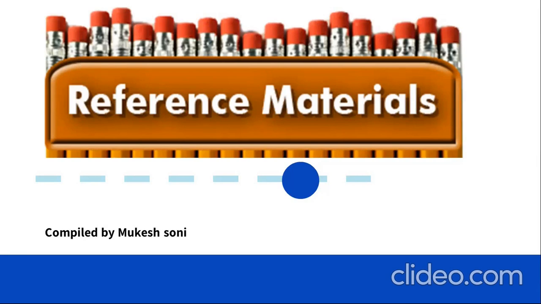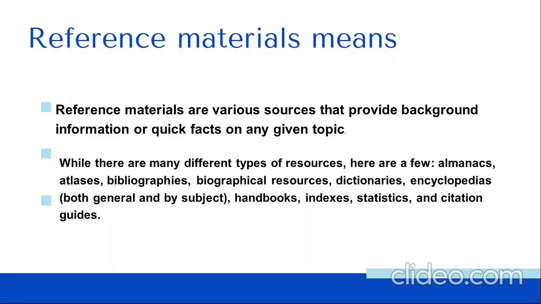In this video, we are going to discuss the importance of reference materials, the types of reference materials and how they are very much important to collect information for the research purpose or to get any other further information. Reference material means the different types of resources that provide background information or quick facts on given topics. So there are different types of resources, for example, almanacs, atlases, biographies, biographical resources, dictionaries, encyclopedia, handbooks, indexes, statistics, citation. Now, let's have a look at each type of resources which could be useful to get the information for any purpose.